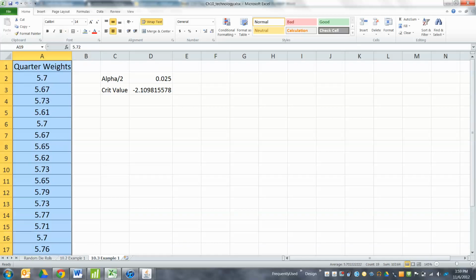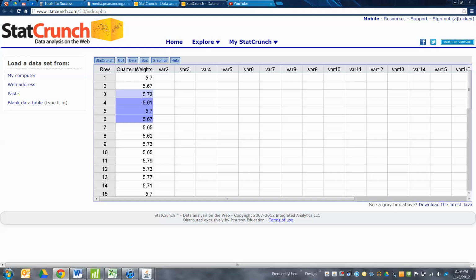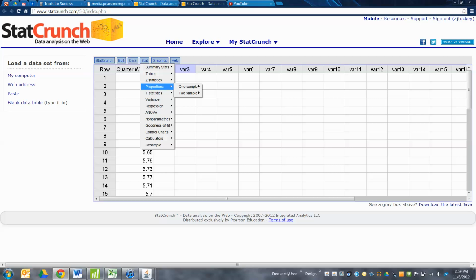Okay, so in here we've got our quarter weights. I'm going to take these into StatCrunch right here. Oops, I already have them. Okay, so we go to Stat. Now in 10.2 we did proportions because we were working with proportions. This particular section we're working with t-statistics. We want one sample. By the way, 2 sample and paired, those are coming in chapter 11. So keep an eye out for those. But for right now in chapter 10 we're working with 1 sample.